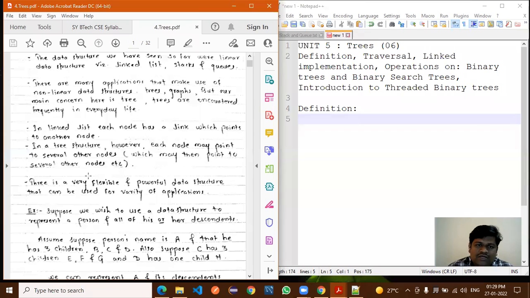Now we'll take a simple everyday example. Suppose you want to represent the hierarchy of your family. How would you represent it? How would you represent the hierarchy of your family?